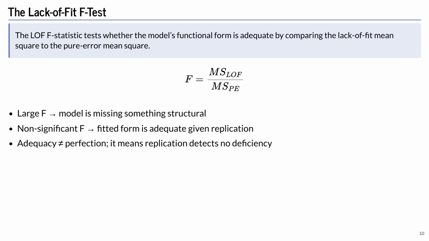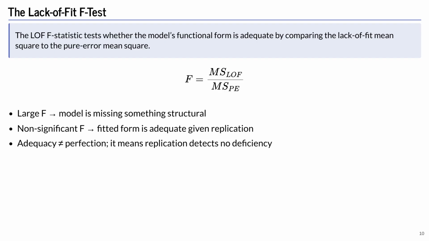The lack of fit F statistic is the ratio of the lack of fit mean square to the pure error mean square. If the model form is correct, both mean squares estimate the same underlying noise variance, and their ratio should be close to 1. A large F, one that exceeds the critical value, tells you the model is missing something structural, perhaps a dropped interaction, perhaps curvature that a 2-level design cannot detect. A non-significant F tells you that, given the precision of your replication, there is no detectable deficiency in the model form.